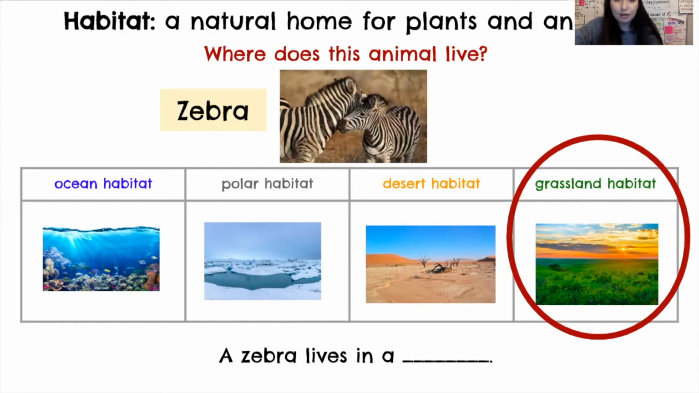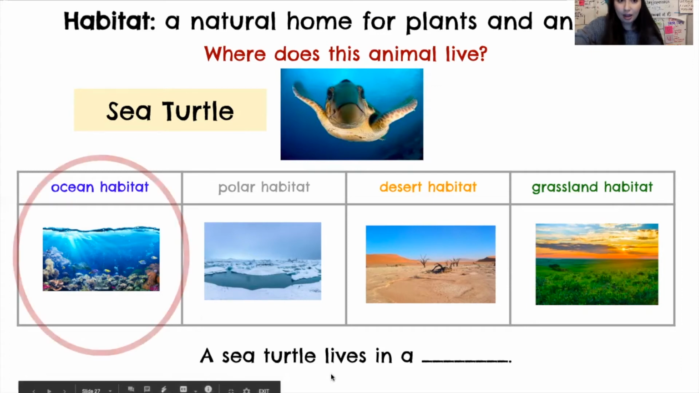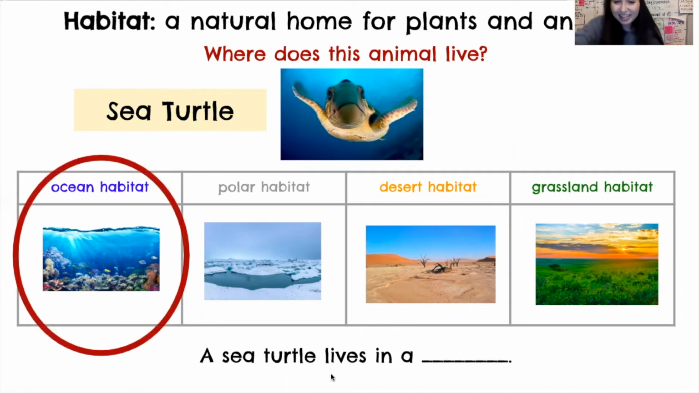Let's take a look at another animal. Sea turtle. Where does a sea turtle live? And if you need help saying your sentence, you can use it down here. A sea turtle lives in a. Where does a sea turtle live? We're going to give some wait time and some time to think. Are we ready? Okay. A sea turtle lives in an ocean habitat. I think that one was easy because it has the water right here. So I know the ocean habitat has water.